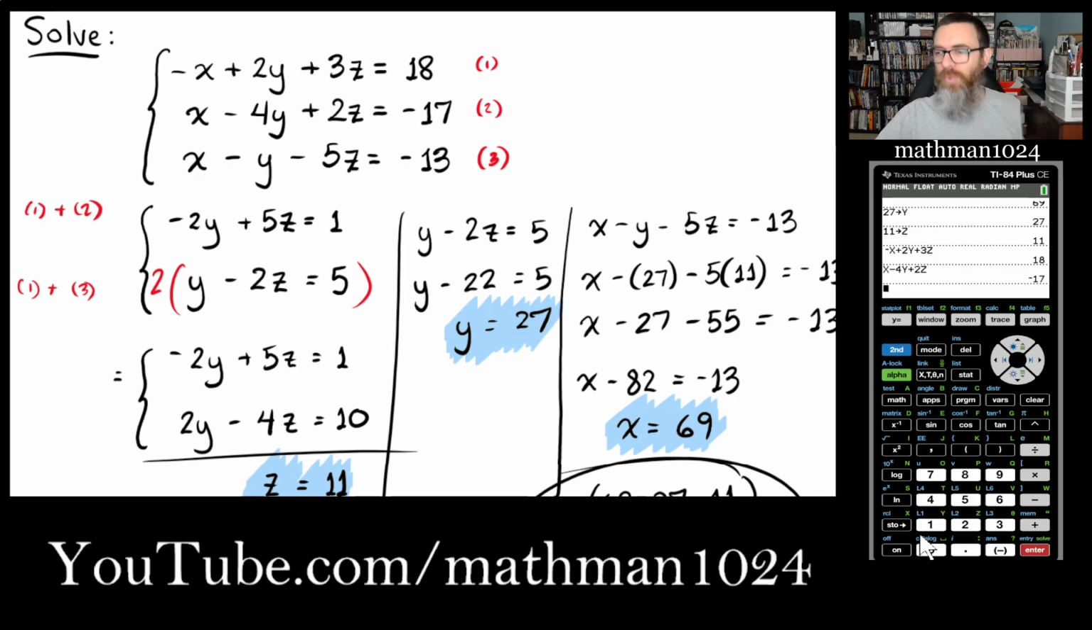Huzzah. Last one. x minus y minus 5z. Does this equal negative 13? And it does. Our solution is correct. I feel good. And hopefully you guys do too.